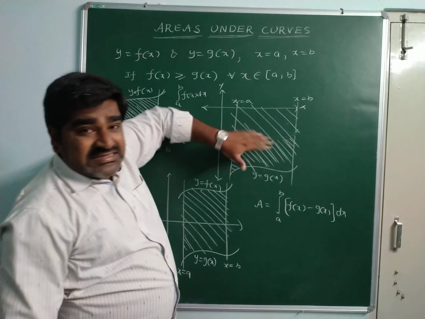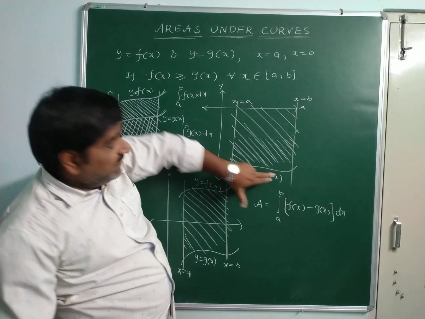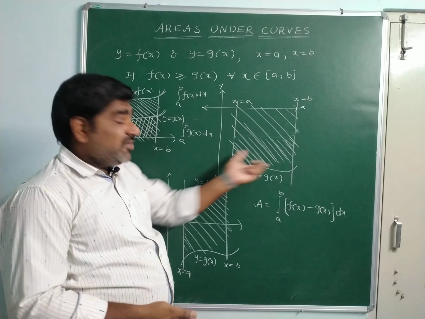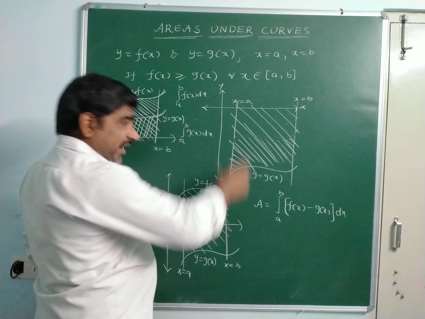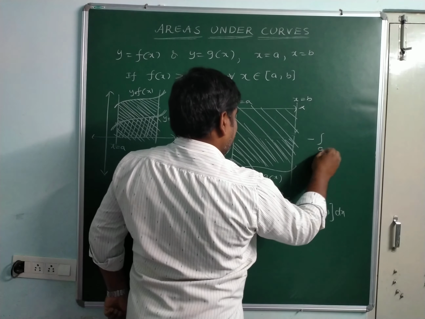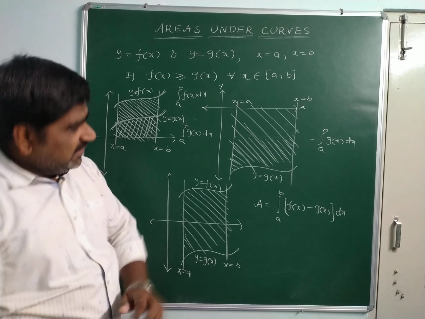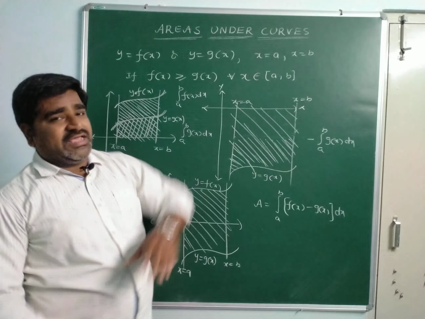Who will give this entire region? This is the region bounded by the curve y equal to g of x and the lines x equal to a and x equal to b. But in this case, the curve lies below the x-axis now. So the entire part gives minus integral a to b g of x dx, because the curve lies below the x-axis.